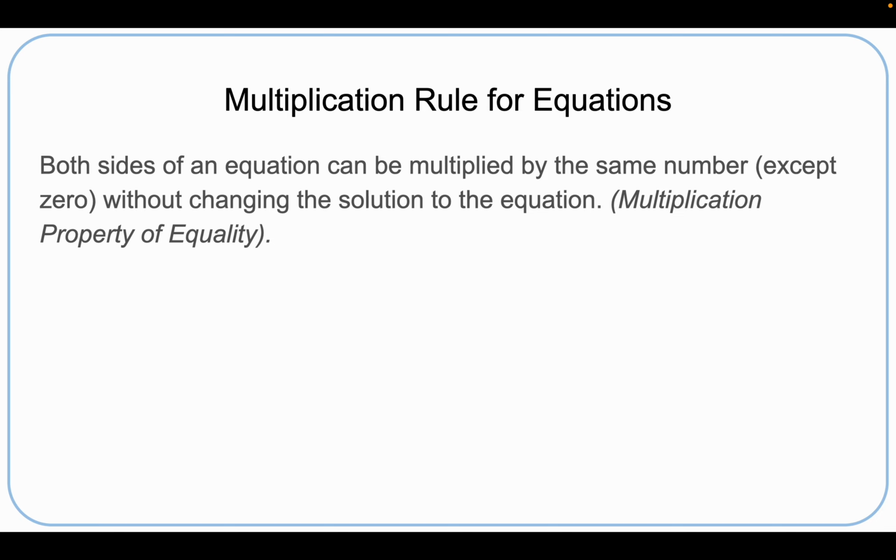So the multiplication rule for equations, very similar to the addition and subtraction rule that we learned last time: both sides of an equation can be multiplied by the same number, except for 0, without changing the solution to the equation. This is also known as the multiplication property of equality. So again, if you have an equation, to keep it balanced, you can multiply one side of the equation by a number, and to keep it balanced, just multiply the other side of that equation by that same number, and the equation stays balanced.